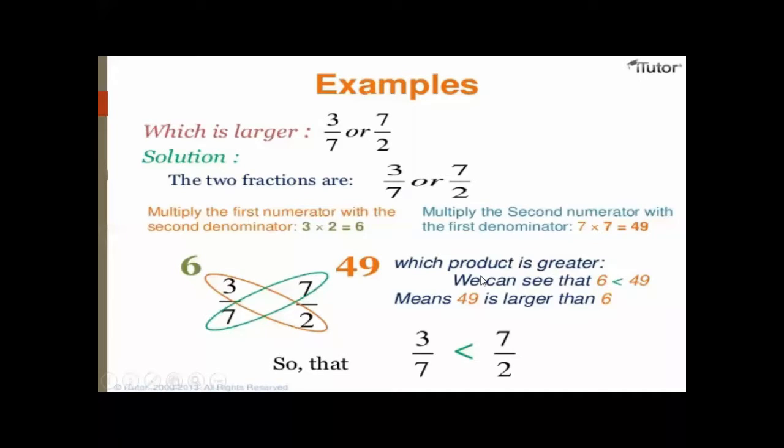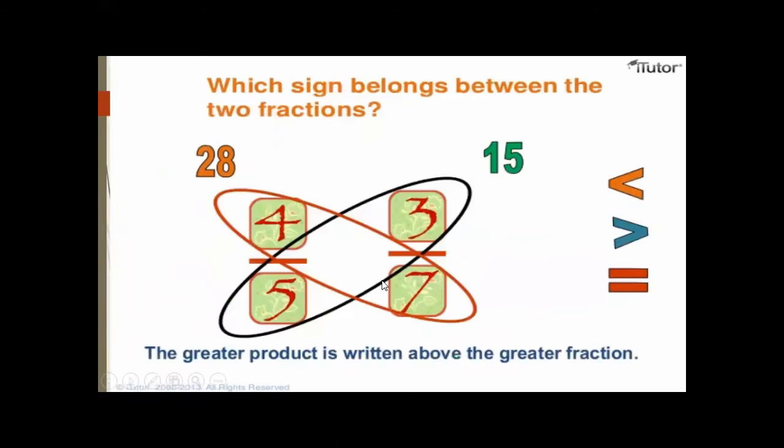This is for your practice, students. Take screenshots as well. We can just check by cross multiplication. 3 twos are 6, 7 sevens are 49. Which is larger? We have to use the greater, less, or equal to symbol. In cross multiplication we used less, because 3 upon 7 is less than 7 upon 2. How do we know this? We multiplied 3 twos are 6 and 7 sevens are 49. 49 is larger than 6.